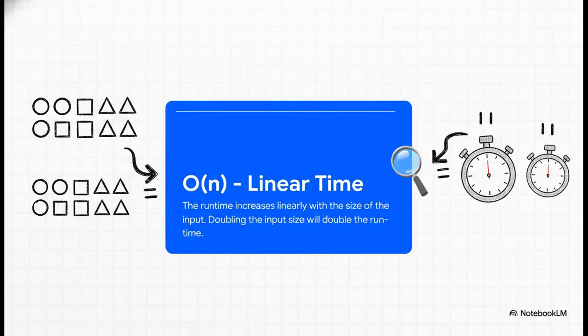And this one just makes a ton of sense, right? The runtime grows in a straight, predictable line with the size of your input. So if you double the input, you roughly double the work. It's a really solid, common goal for efficient code.